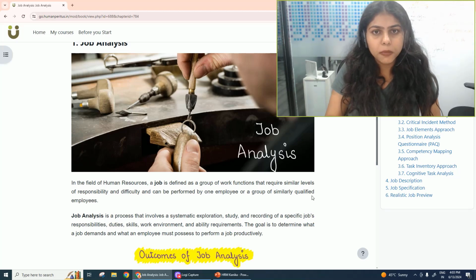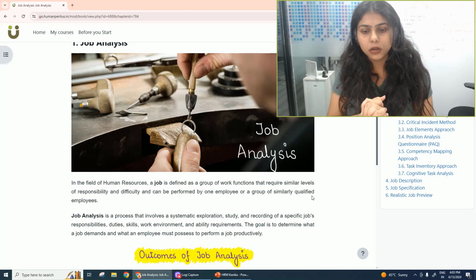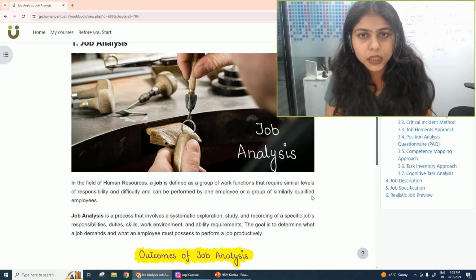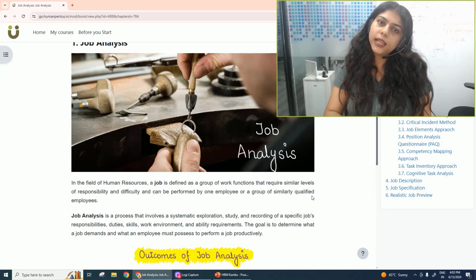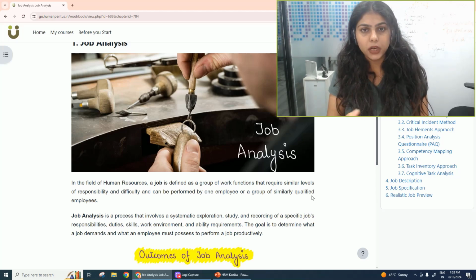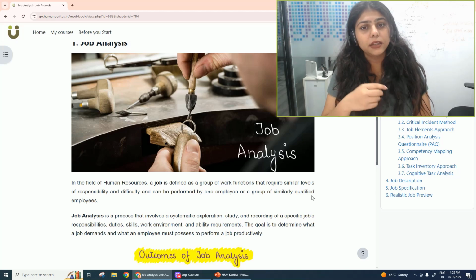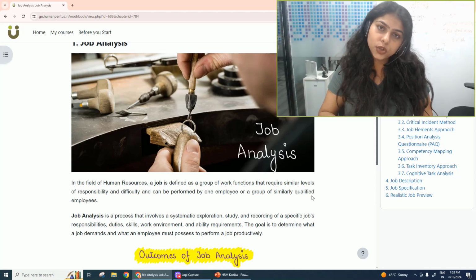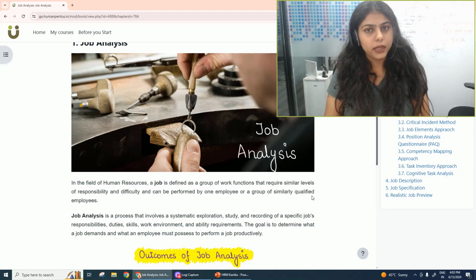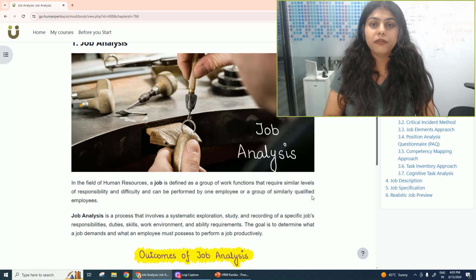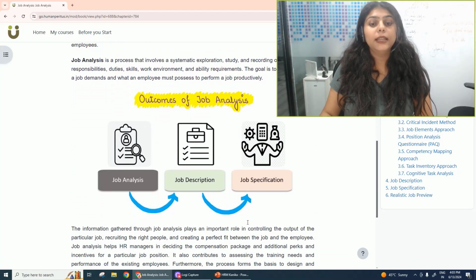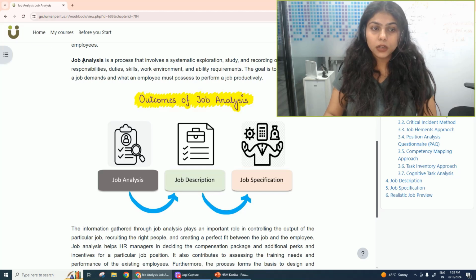So that is pretty much it. That is a job. A job is a group of work functions which are at the same level in terms of difficulty and responsibility. And these functions, or a job, can be performed by one employee, or it can be performed by a group of similarly qualified employees. Now, what is job analysis? We've understood what a job is.